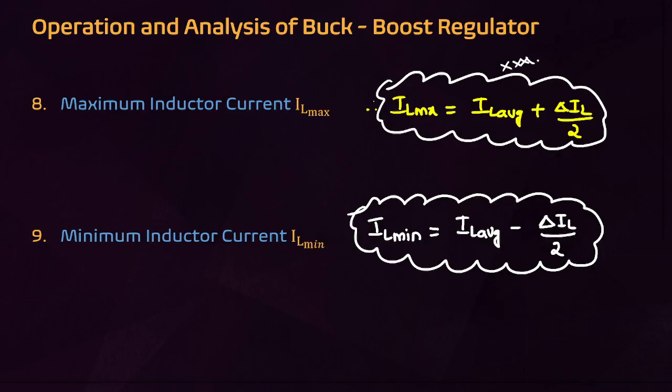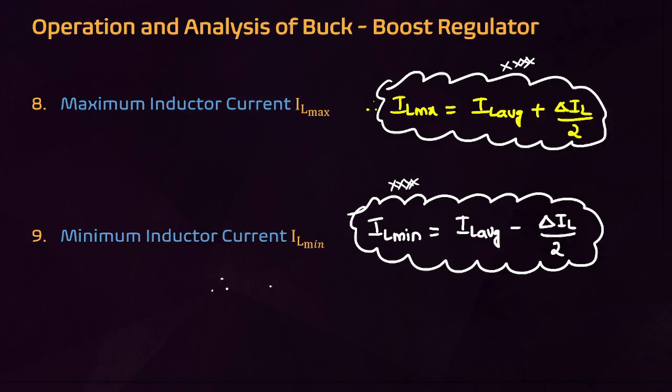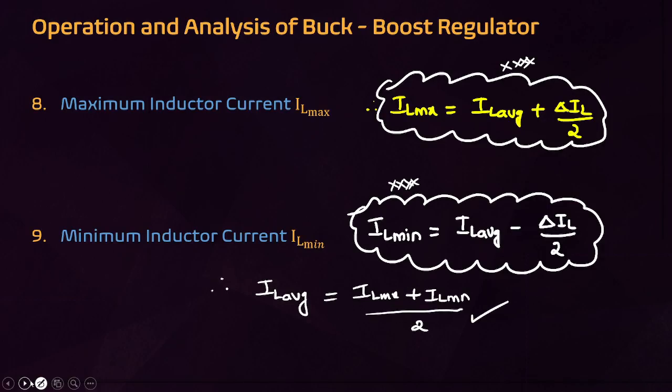This is the maximum inductor current. This is the minimum inductor current. Once you know maximum inductor current and minimum inductor current, you have to calculate the average inductor current. The average inductor current is equal to the maximum inductor current plus minimum inductor current by 2. This is the average inductor current.